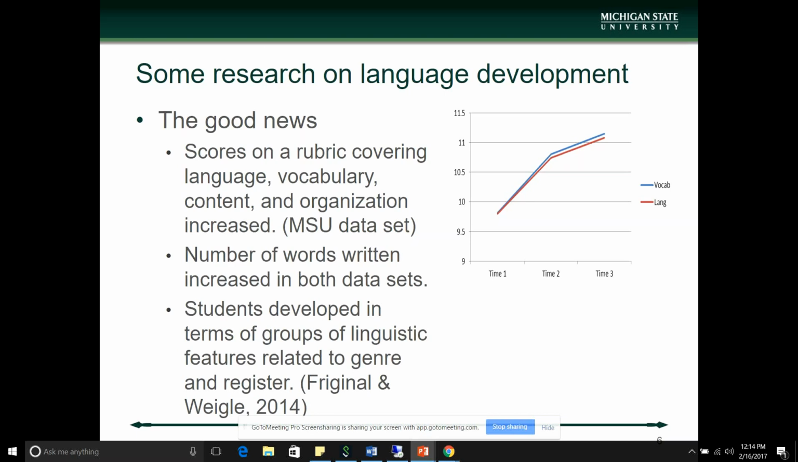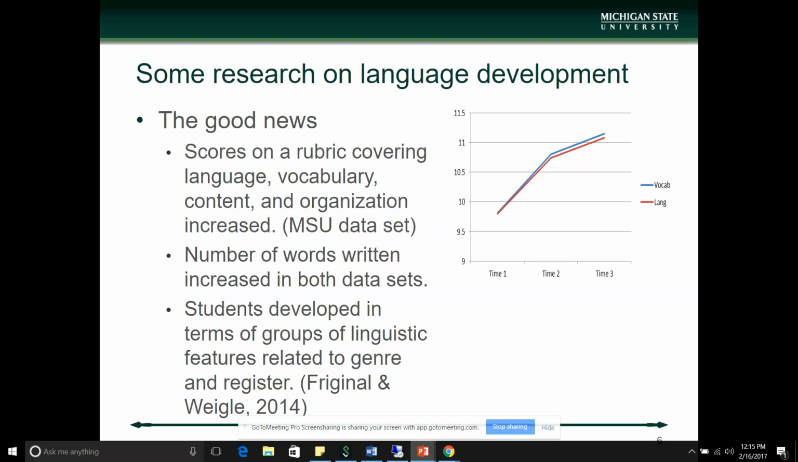But I will also add that there's a really interesting paper in that same issue of Journal of Second Language Writing by Eric Friginal and Sarah Weigle, and this is actually a fascinating study, done within the framework of Doug Biber's multidimensional framework. If you don't know a lot about that, don't worry about it for now. I'll just try to explain it.